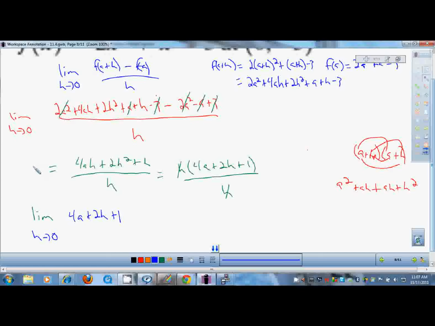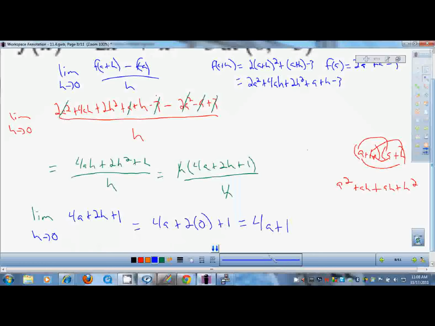Your finished product, if you do this right, should not have any h's. Because look, I've gotten it down to this. Now I'm supposed to take the limit as h approaches 0, so you plug 0 in for h. So it's going to be 4a plus 2 times 0 plus 1, which is essentially 4a plus 1.